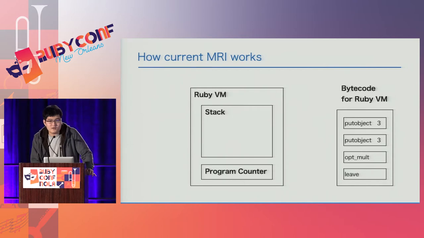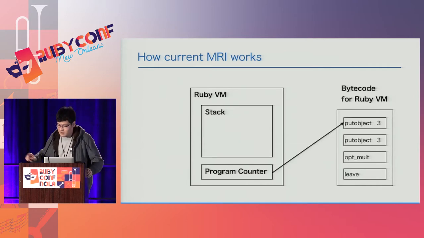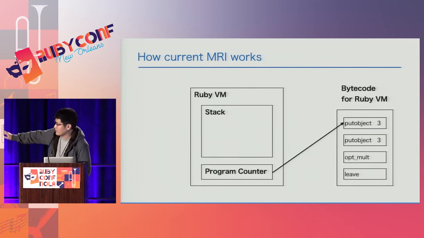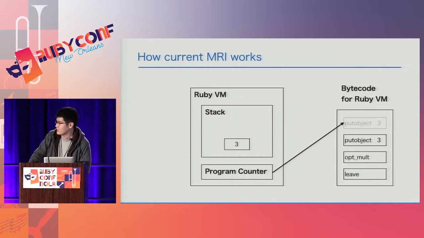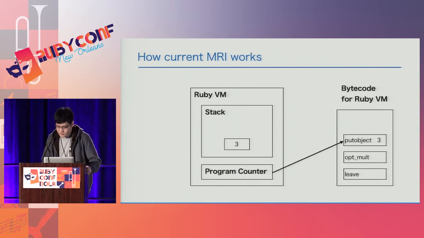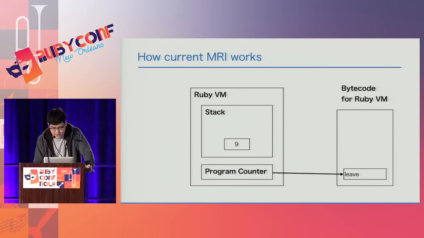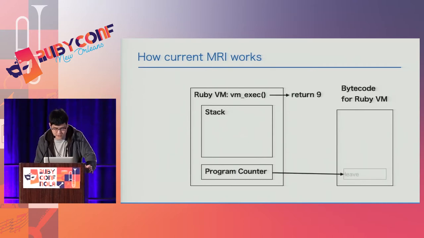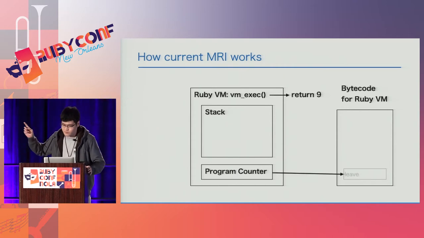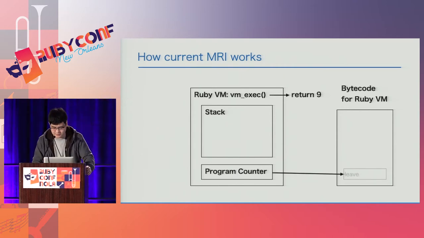Bytecode means not native code but the VM's language. The Ruby VM is a stack-based VM. When the Ruby VM interprets the bytecode, it reads the instructions one by one, and 3 is pushed to the stack when the put instruction is read, and then 3 is pushed to the stack again. When it reaches the multiply operation, it's calculated to 9, and then it's returned by leave, so the VM evaluation method returns 9.